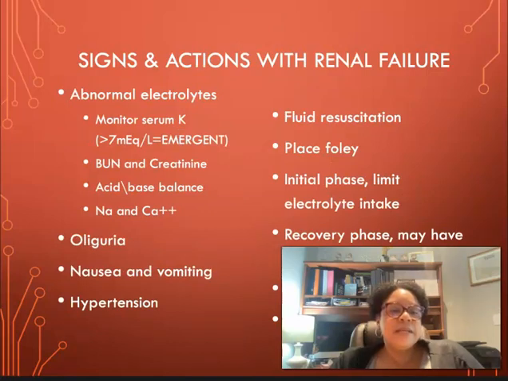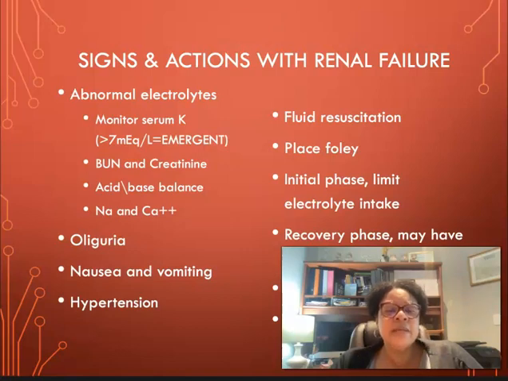Here are some of the signs and symptoms. Obviously, when you're in renal failure, we're going to have a lot of alterations in our electrolytes. They are going to feel horrible. Like I said, they're not going to want to eat, so they have a lot of nausea and vomiting. We get really excited when they want to eat something because that's great. Hypertension is always going to come into play. We are going to definitely place a Foley because they have strict output measurements, I should say.